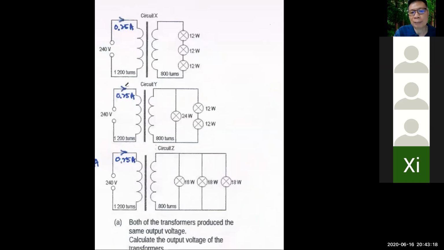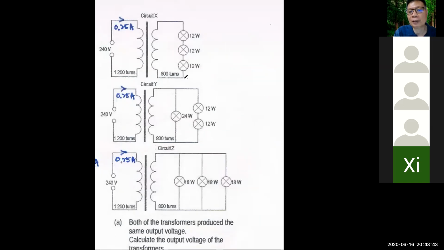On the left side, you see 240, 240, 240, all the same. So on the left side, the input is no different. Even the current is the same. The only difference is on the right-hand side. The number of turns is also the same, 800 turns, 800 turns, 800 turns.